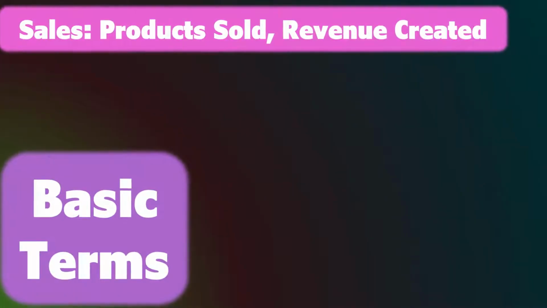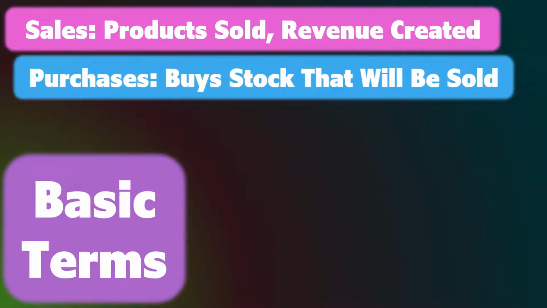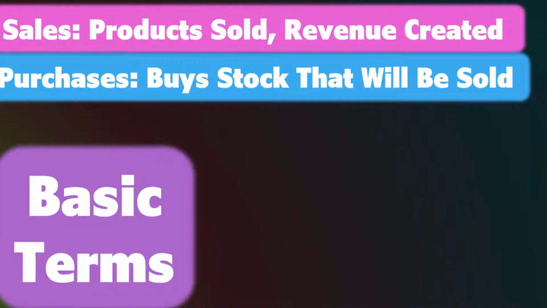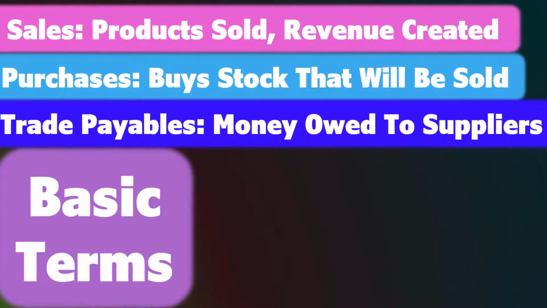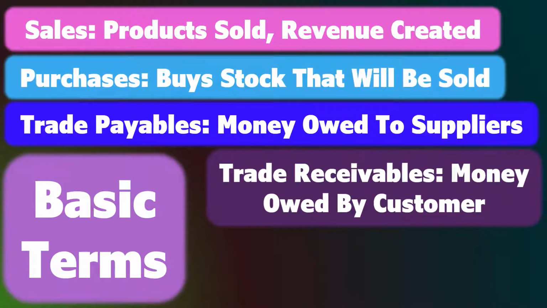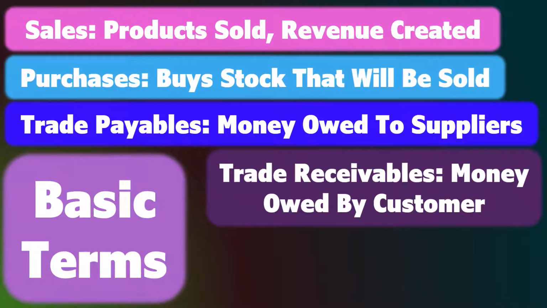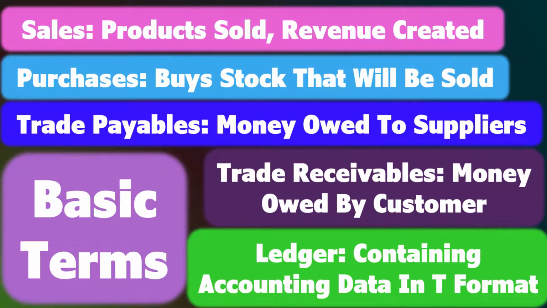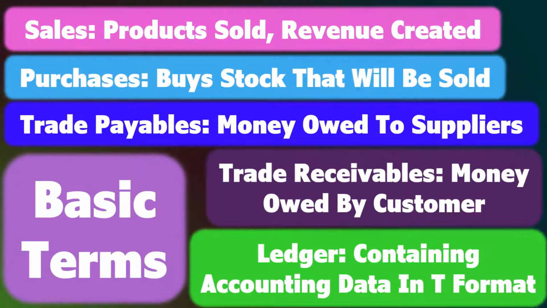Sales are when products are sold and revenue is created. Purchases is when a company buys stock that will be sold. Trade payables is when money is owed to our suppliers. Trade receivables, also known as debtors, is when money is owed by a customer. Also, a ledger is a book containing accounting information in the T account format.